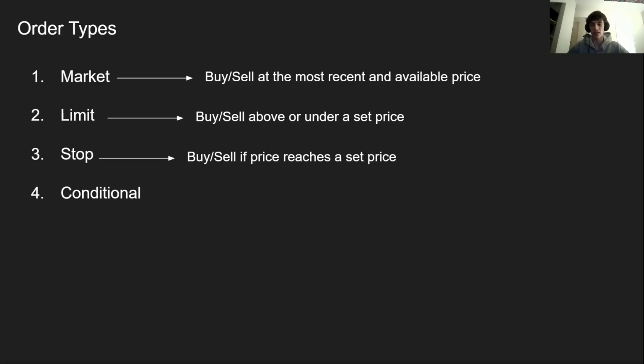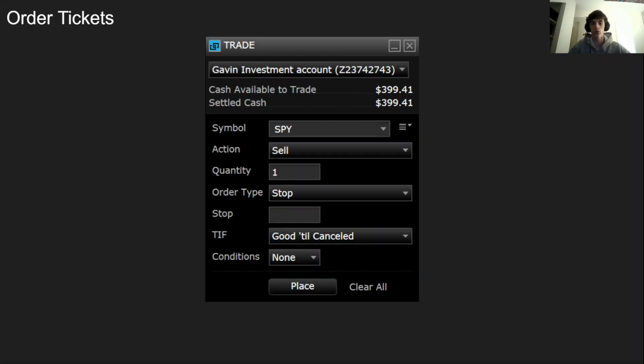A stop is going to be buying and selling if price reaches a set price, and then conditional is just any combination of these. So as far as order tickets go, if you were to place a trade, this is vaguely the screen that you're going to be looking at. It'll be the symbol that you're trying to trade, if you're buying or selling, the quantity or the number of shares, and then the order type, and then we'll go over everything else.